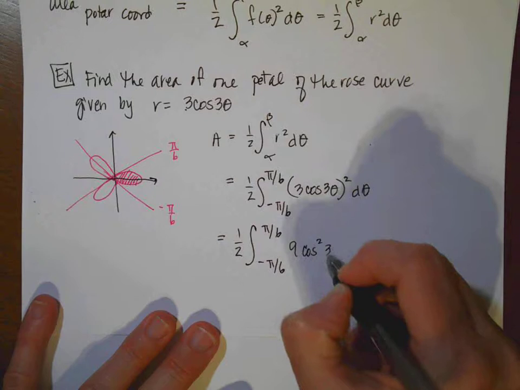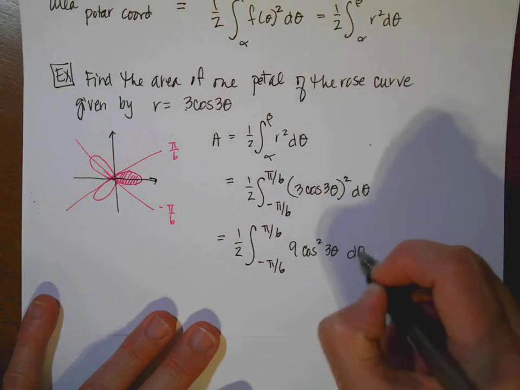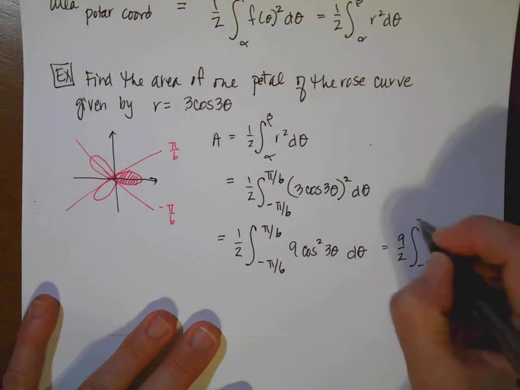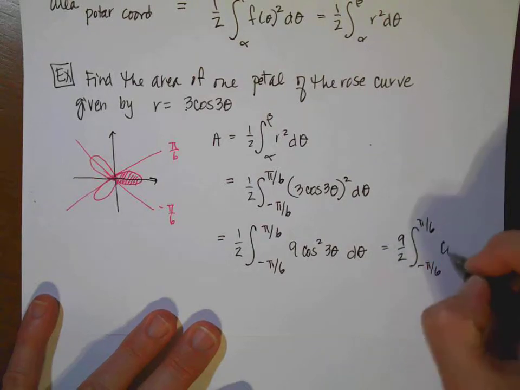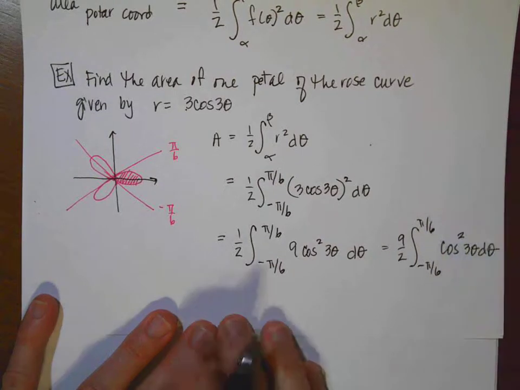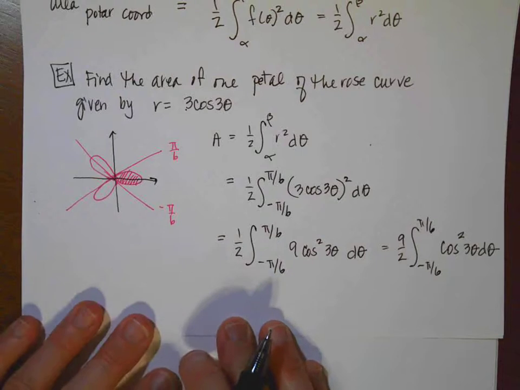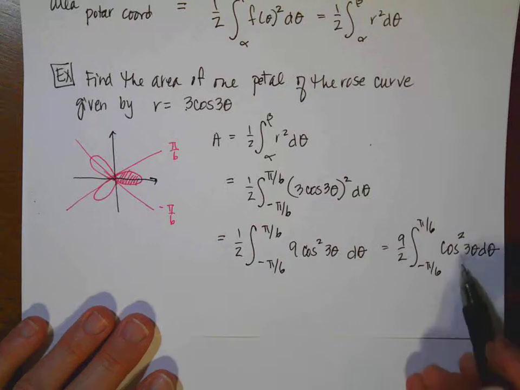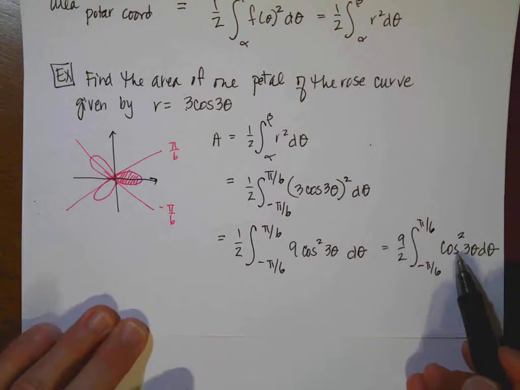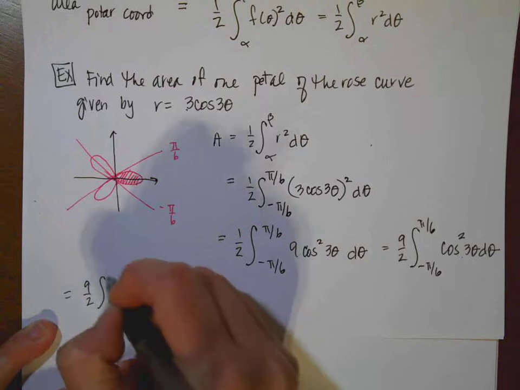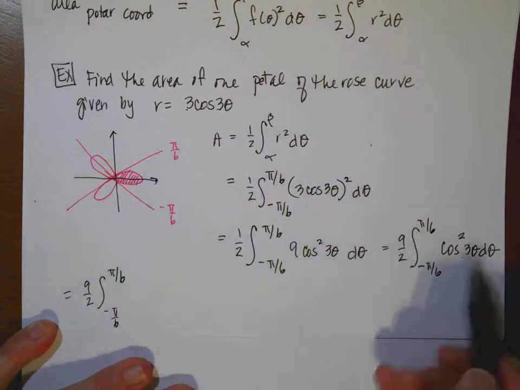And I'm going to have 9 cosine squared 3 theta d theta, which means I get to bring that little guy out front, negative pi over 6 to pi over 6, and then I have cosine squared 3 theta d theta. Alrighty? So then I'm going to bring in a power reducing identity, and then I think at that point we'll simplify it, and then we'll call uncle, and we'll do the rest of it in our calculators. So here's the 9/2, and then I have a negative pi over 6 to pi over 6.